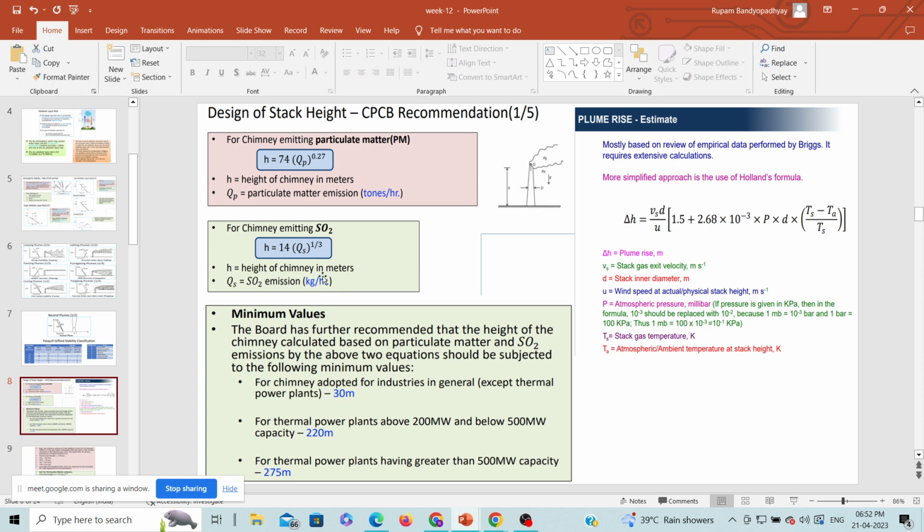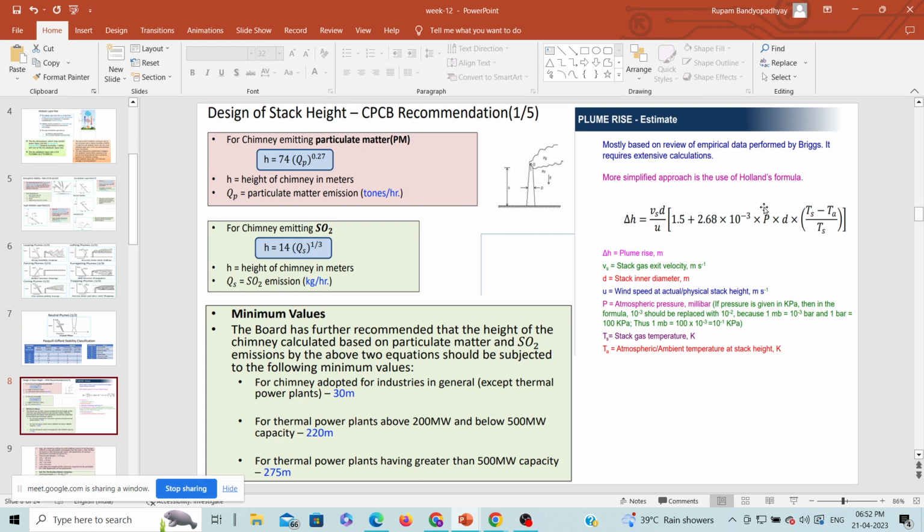Depending upon the equations, you have to change the parameter units. Basically the minimum value for a chimney for industries in general, except thermal power plants, is generally 30 meters. For power plants above 200 megawatt and below 500 megawatt capacity, it will be 220, and for more than 500 megawatt capacity it is 275. So these are the minimum values of stack height.